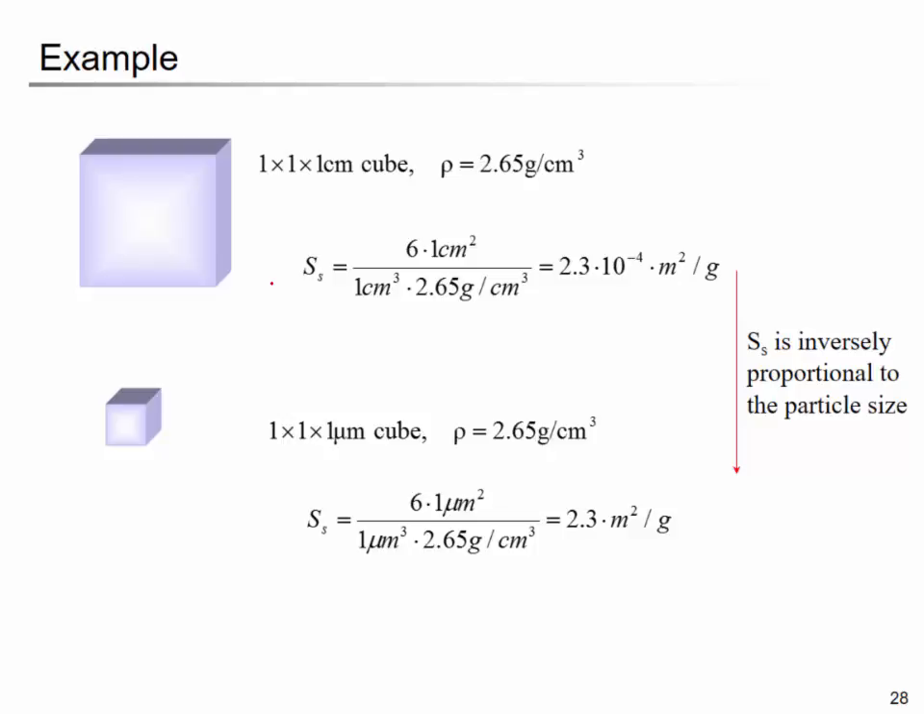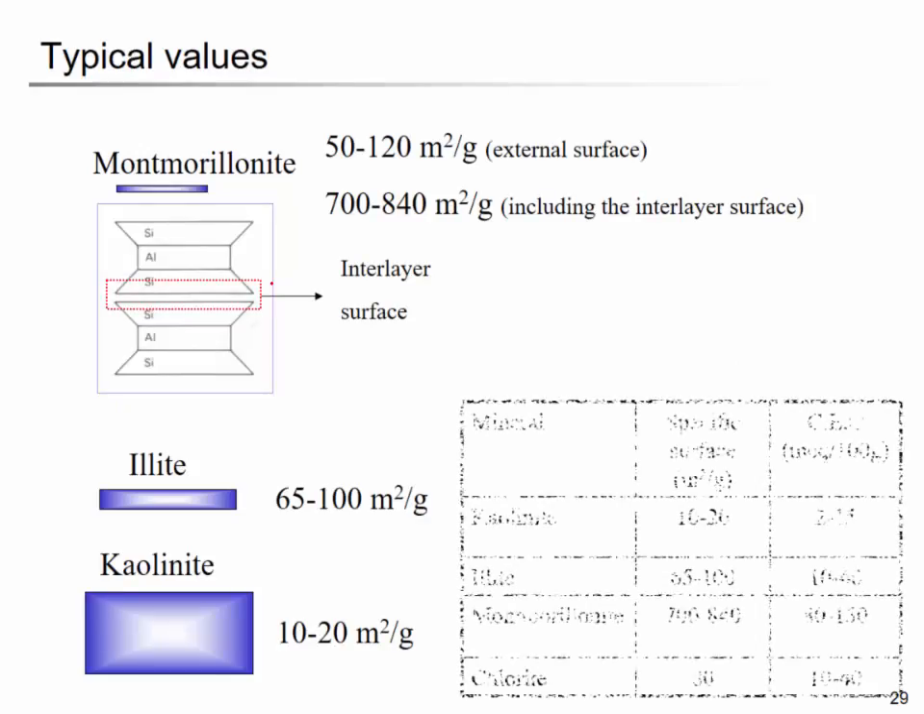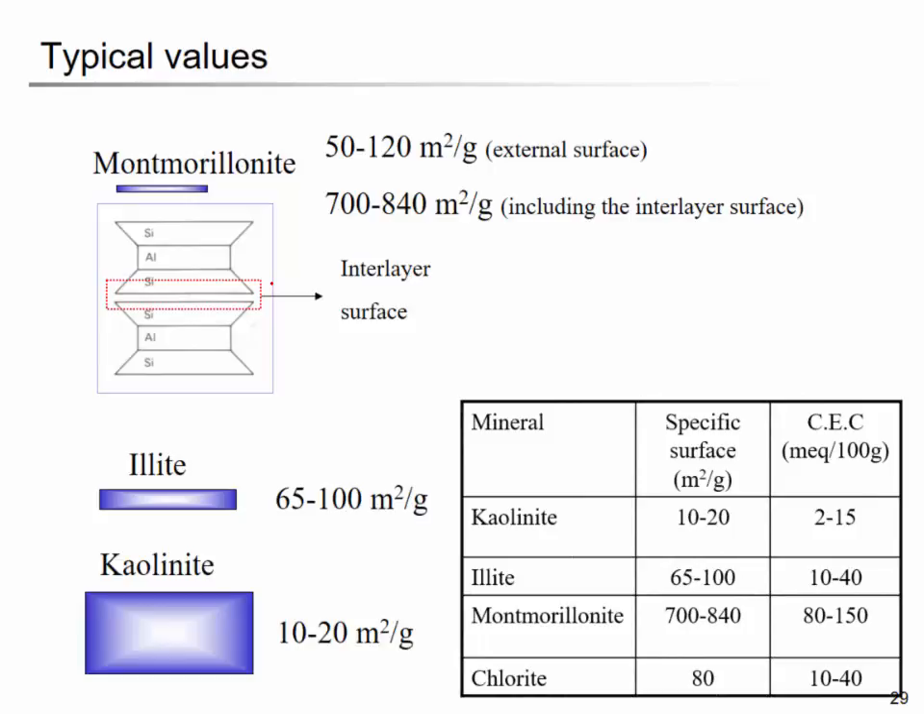And that's also correlated to the liquid limit. The liquid limit of Montmorillonite is larger than Kaolinite because of the higher specific surface area. So for the typical values for each clay mineral, Montmorillonite is around hundreds, or if you include the interlayer surfaces, then it becomes 700 square meters per gram, and illite is around 60 to 100 square meters per gram, and Kaolinite is the least one.